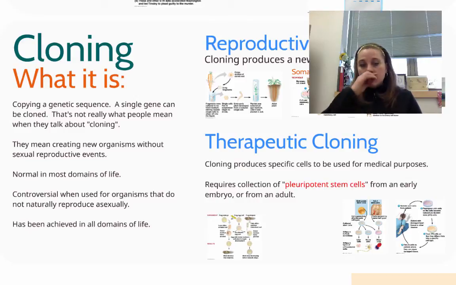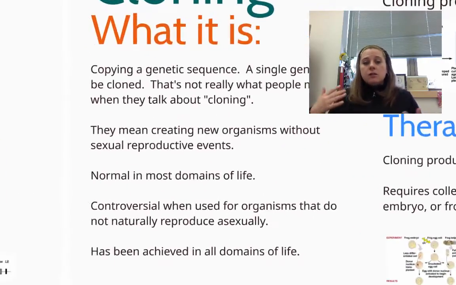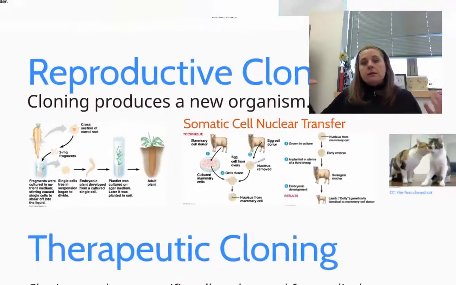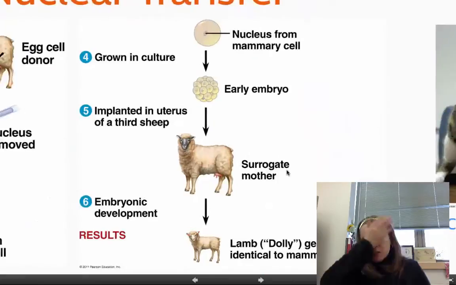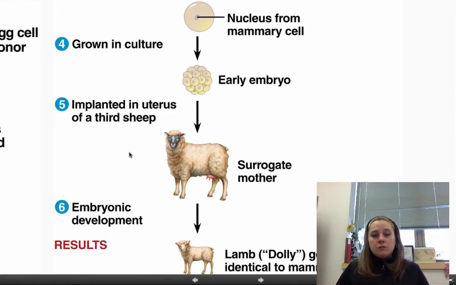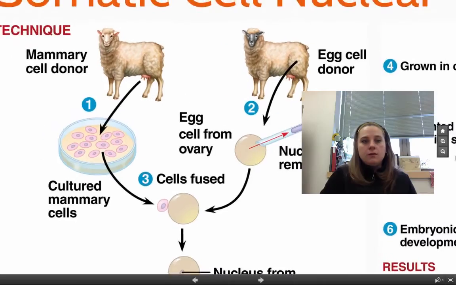And so there's that form. So that's reproductive cloning, where you actually take the process to create a whole brand new organism. We do this with plant cuttings all the time. You take a plant cutting, you grow a new plant from it. That's a form of cloning. There's somatic cell nuclear transfer. Okay, so somatic cell nuclear transfer, and how we got Dolly started this way.